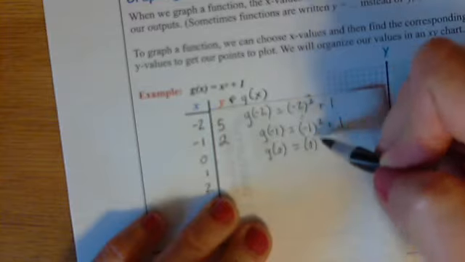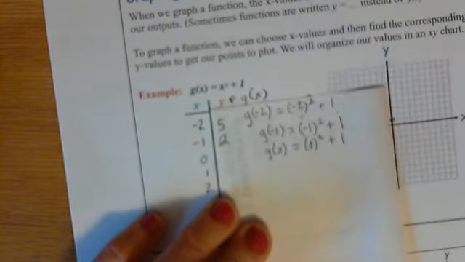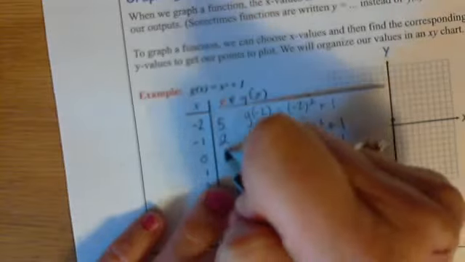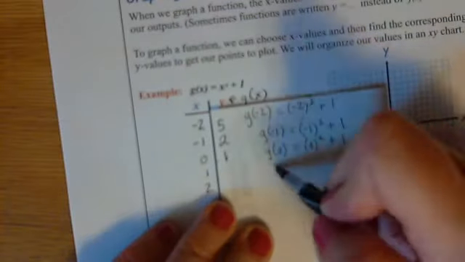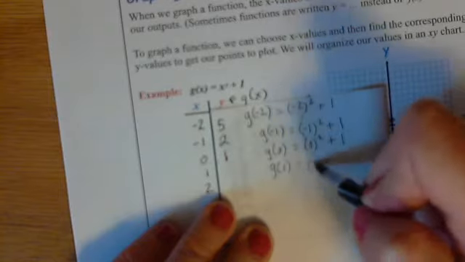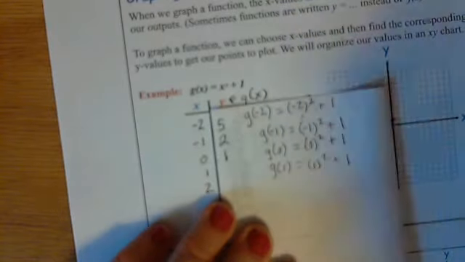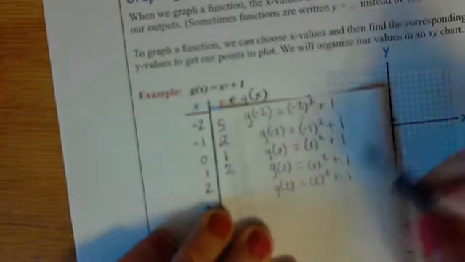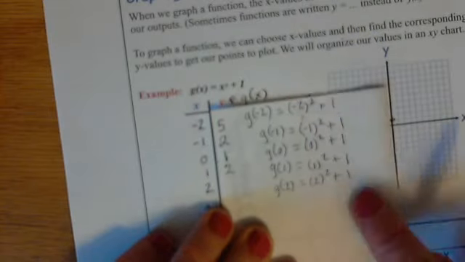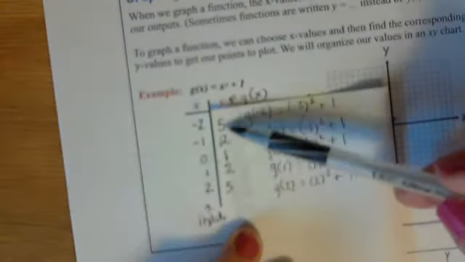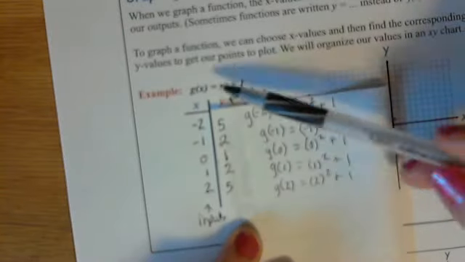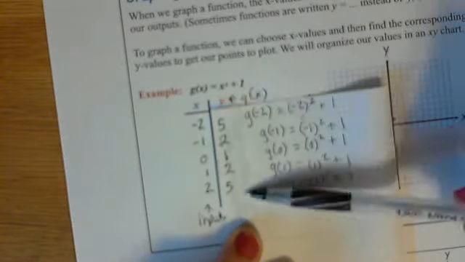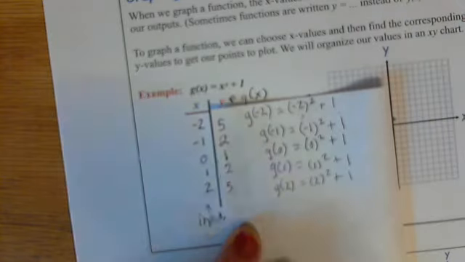Alright, did you write it out like this? Did you remember to add the 1? And did you get the answer 1? Alright, let's do g of 1. And that's 1 squared plus 1. 1 squared is 1. Add 1, get 2. And now g of 2. 2 squared plus 1. 2 squared is 4. Add 1, get 5. Now, kind of interesting the way this table turned out. 5, 2, 1, 2, 5. This is typically what a quadratic equation looks like, and we'll be learning more about those in a later week.